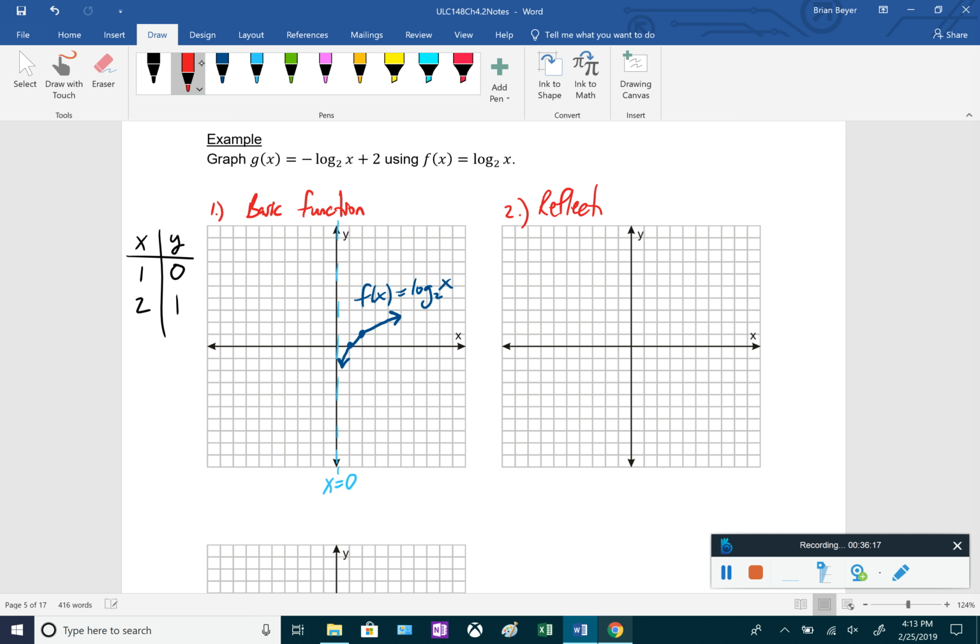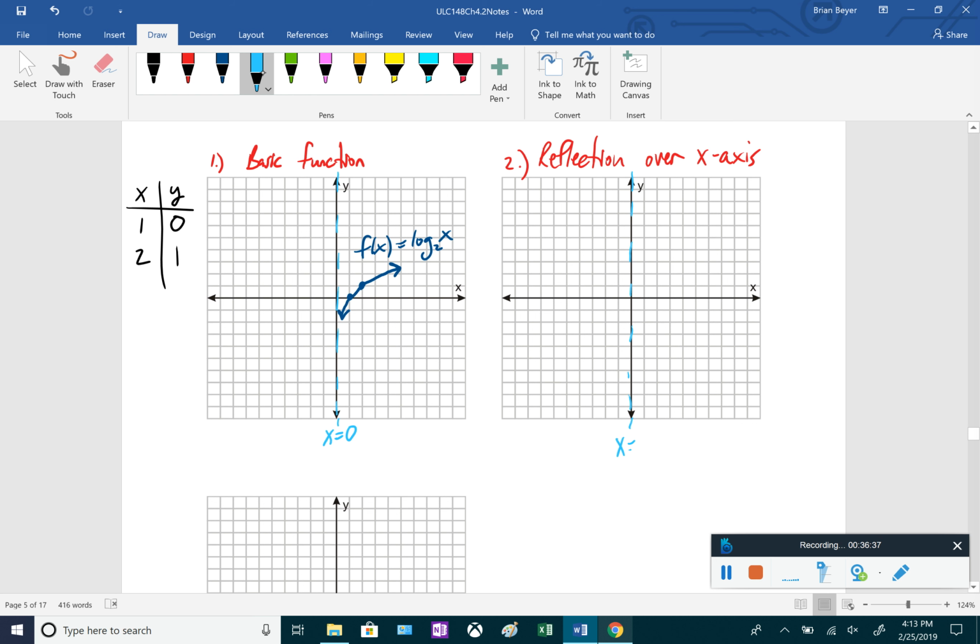Next we look for a reflection. There is a reflection. There is a negative out front. It's negating out front, so that means it's a reflection over the x-axis. It's negating the y values, the function values, so it reflects over the x-axis.